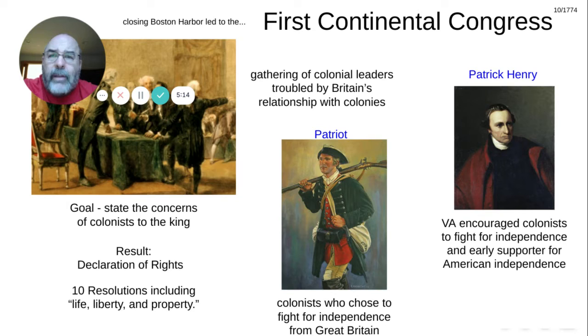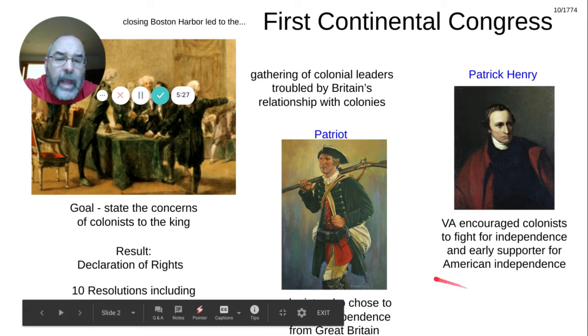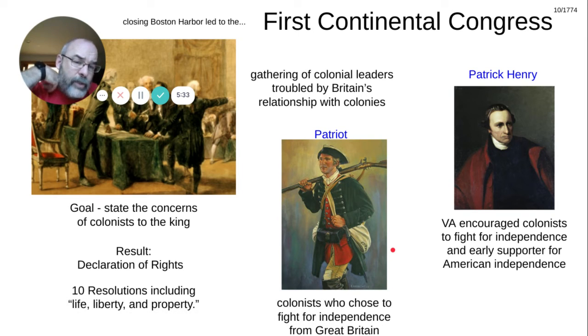He can see what's coming. He can see that we're headed towards war anyways, between the colonists and the British. And so he's going to encourage people to fight. These people who side with Patrick Henry, the colonists are going to call patriots. Patriots are colonists who chose to fight for independence, right? They want to be free from Great Britain.